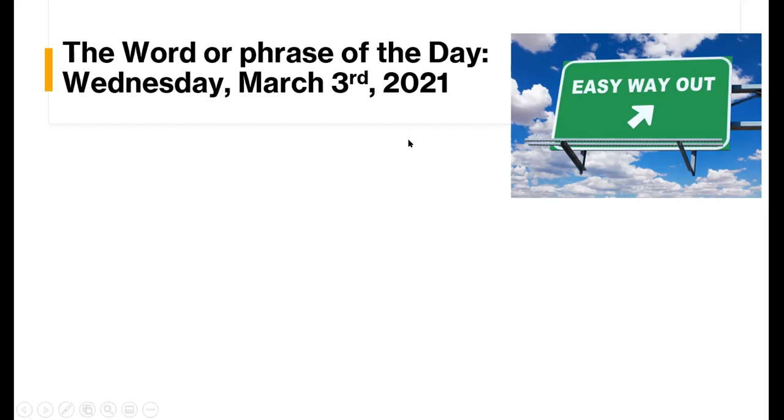Okay. As part of the class routine, we always start with some vocabulary and the word or the phrase that I have ready for you tonight is easy way out. La frase de esta noche es easy way out. Okay. So Wednesday, March the 3rd, 2021, the word or phrase of the day is the following. Take the easy way out.